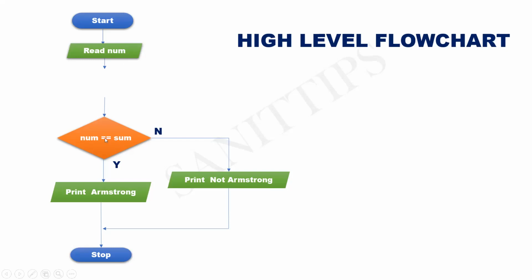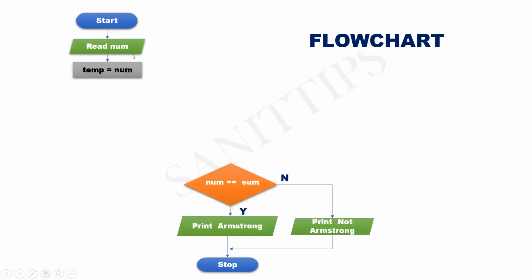So here, in this condition, we require the original number to compare it with the sum. So I am going to copy this number to another variable called temp. And now the temp and num are equal. That means finding the sum of the cubes of the digits of temp is equal to finding the sum of the cubes of the digits of the number itself.